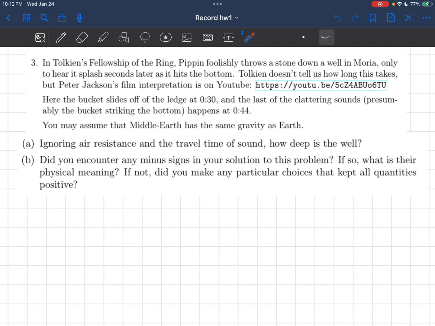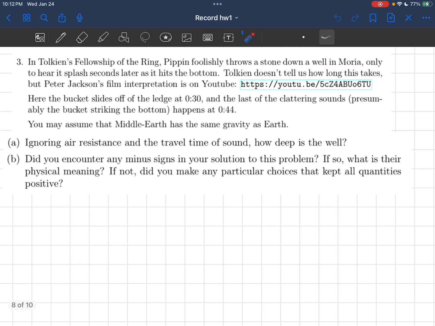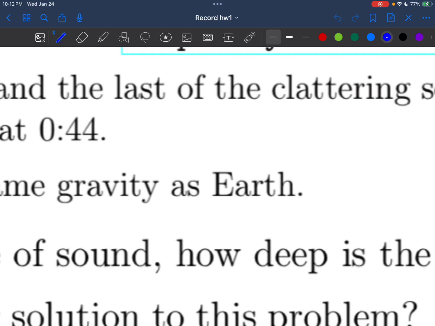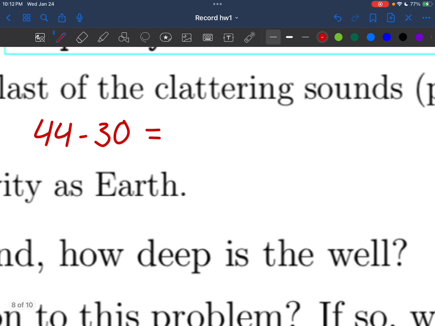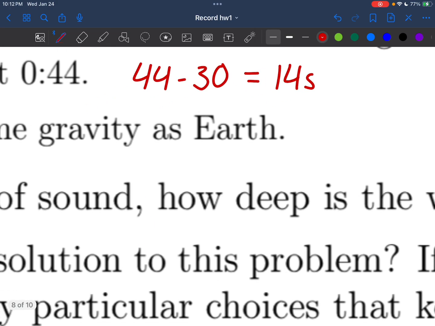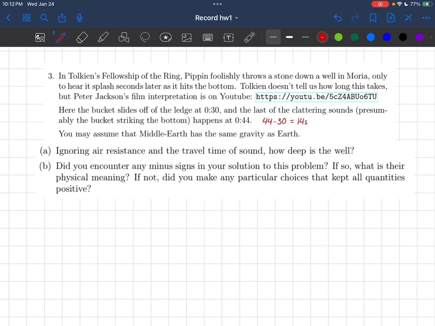So we have a bucket sliding off a ledge at 30 seconds, and we hear it clatter at the bottom of a well at 44 seconds. Just real quick while we're thinking about it, I'm going to do 44 minus 30. That tells me the total time elapsed while the bucket is falling is 14 seconds. That's something we're going to keep track of.